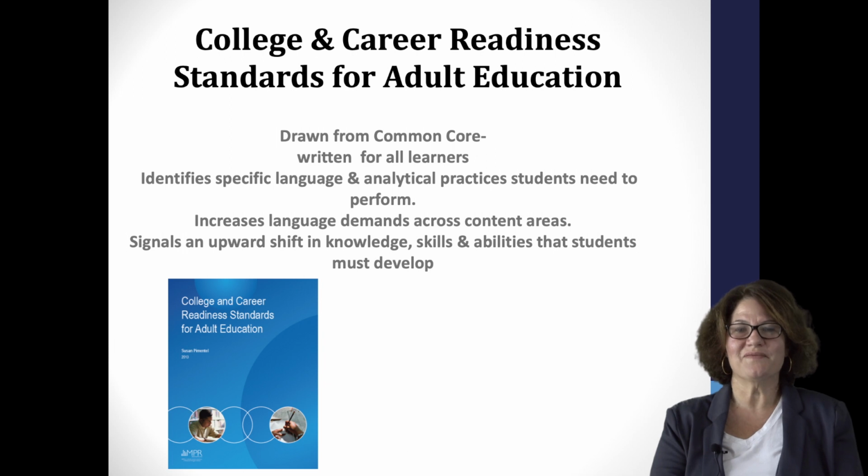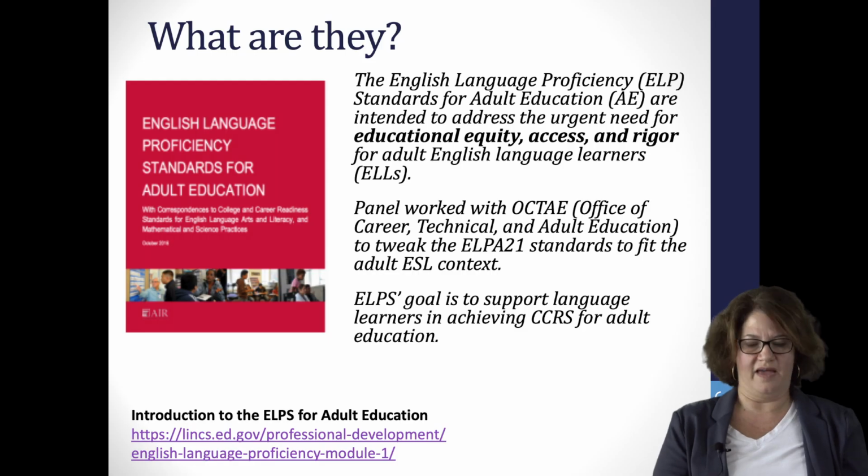The college and career readiness standards for adult education, where are they drawn from? They're drawn from the Common Core, written for all learners at all levels. Identifies specific language and analytical practices students need to perform in the classroom. Increases language demands across content areas. Signals an upward shift in knowledge, skills, and abilities the students must develop to be successful. What are they?